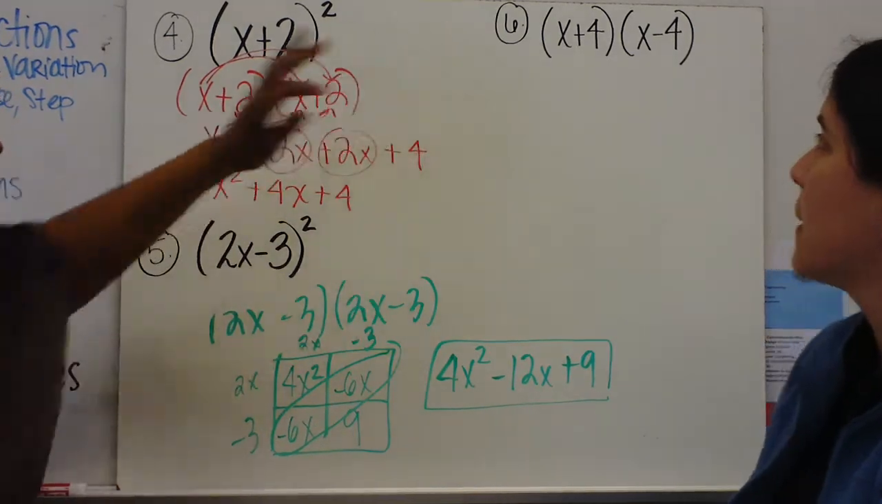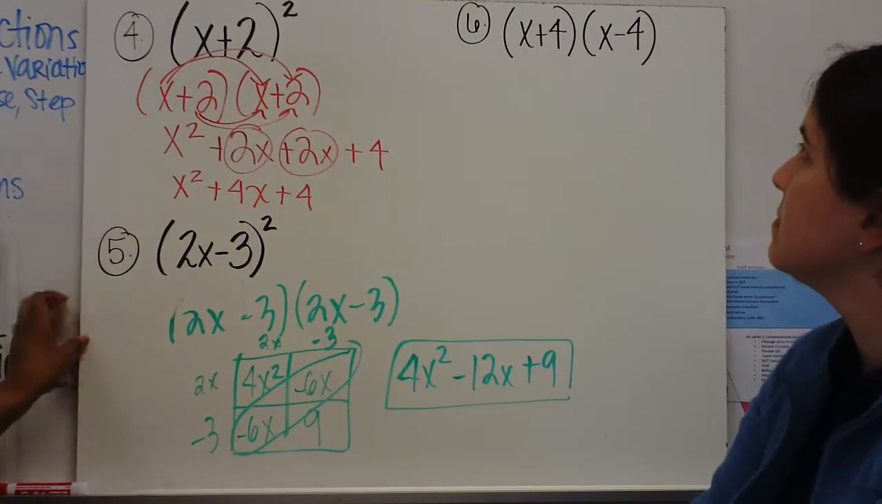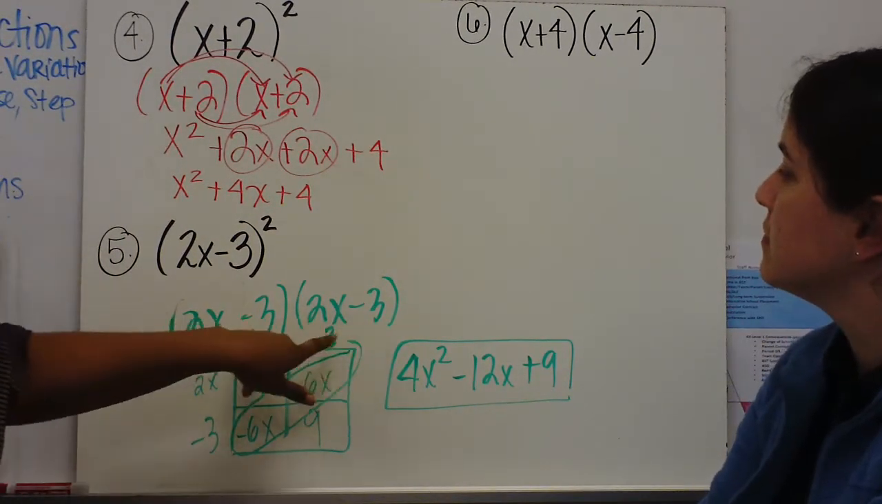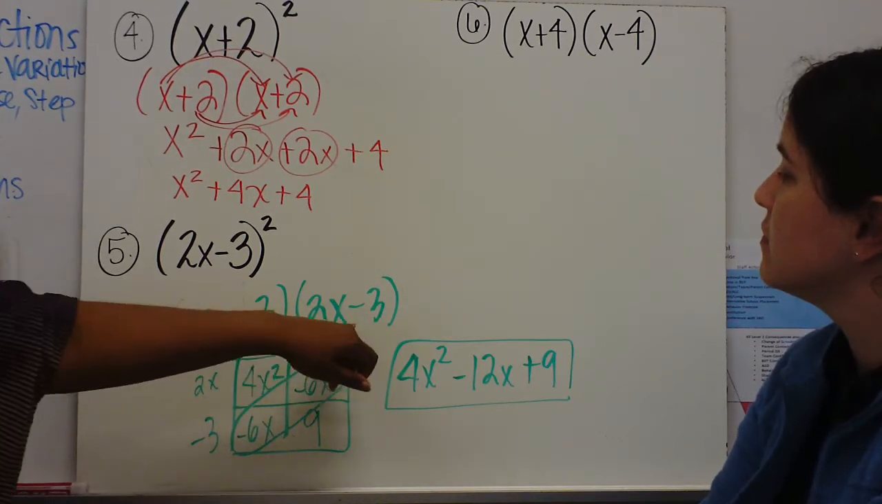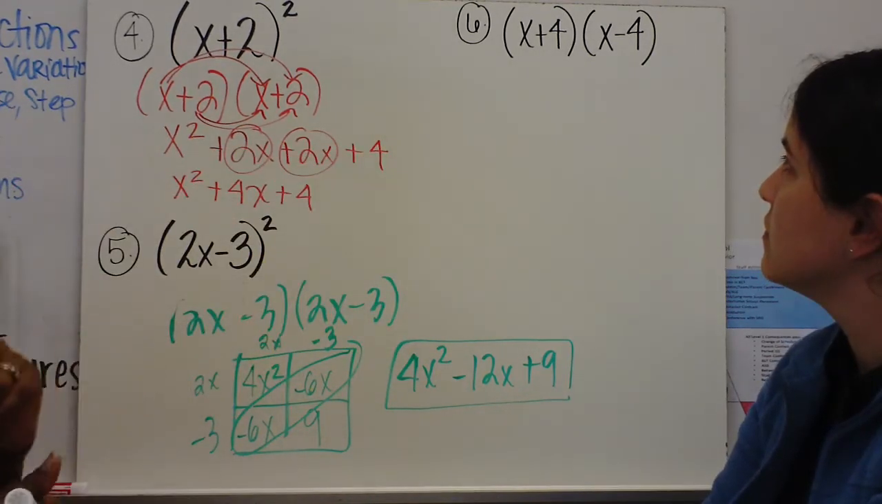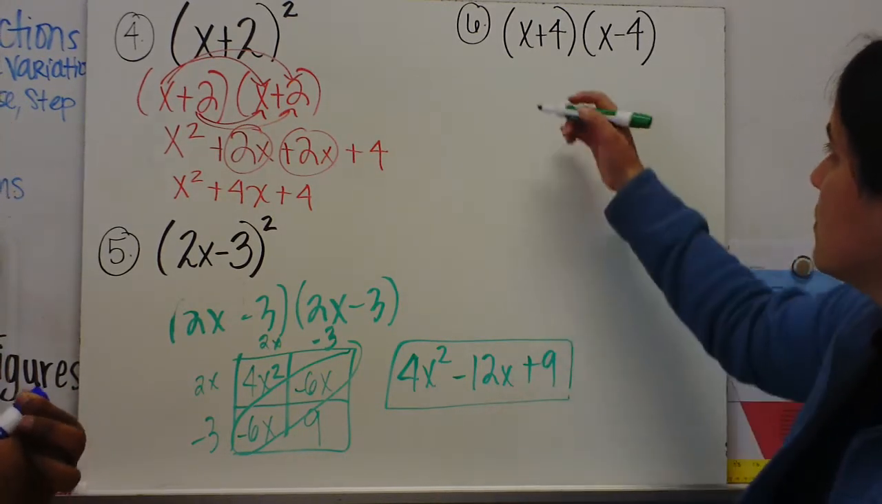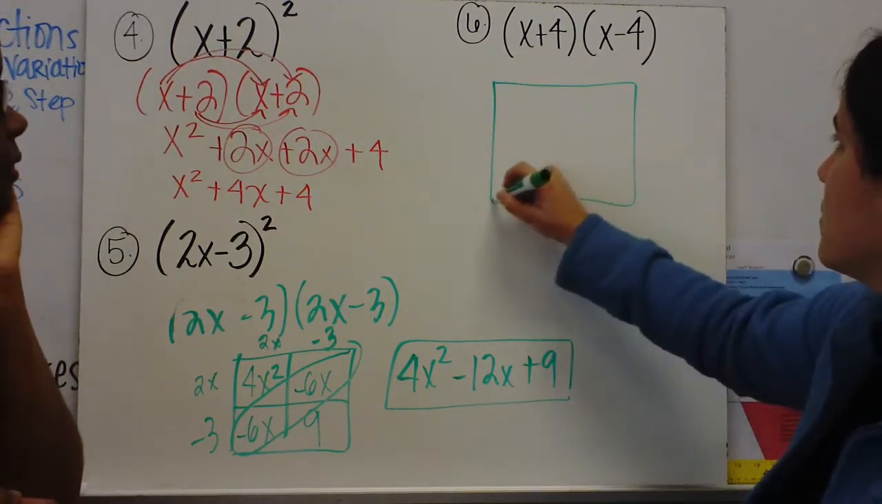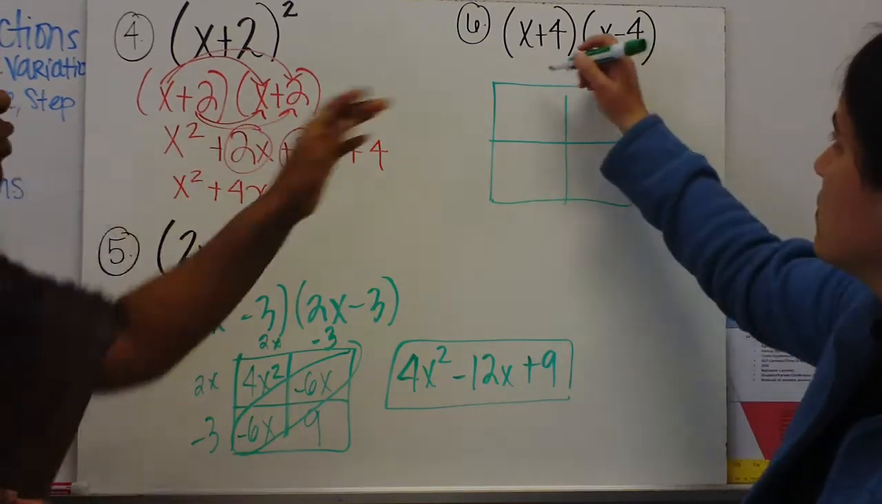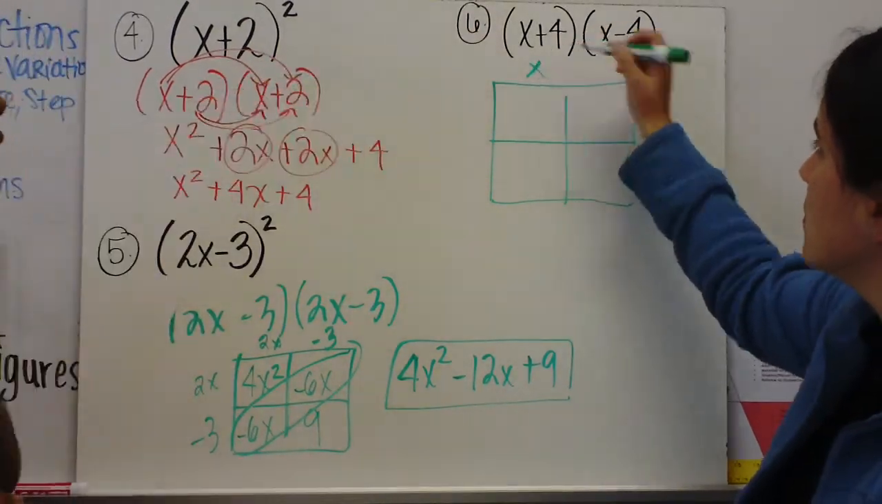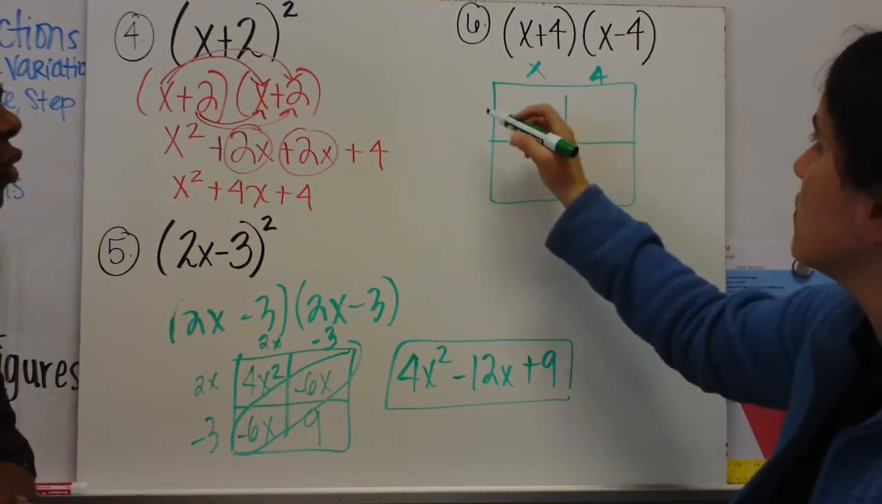Alright, number 6 looks similar, but if you notice, these two have the same signs, 2x minus 3, 2x minus 3. This is x plus 4 and x minus 4. So I'll do the box method for that one. You're going to draw your box. You know it's a 4 by 4. 2 times 2 is 4, so you need 4 boxes.